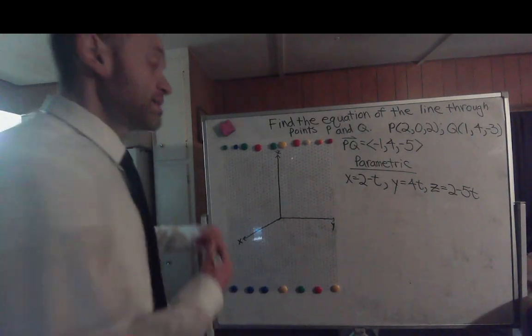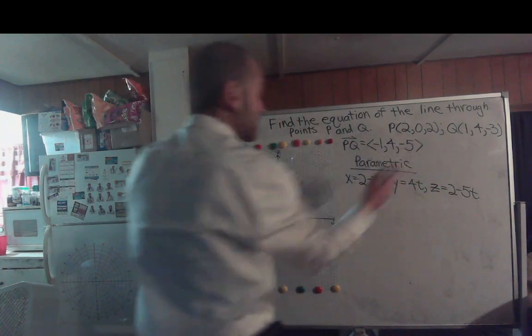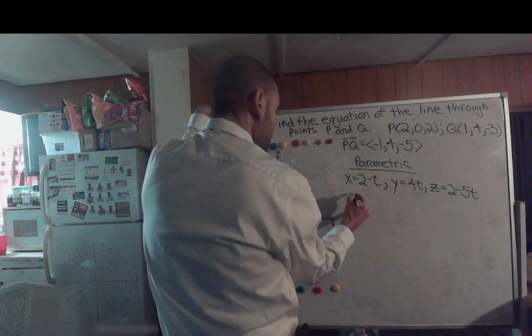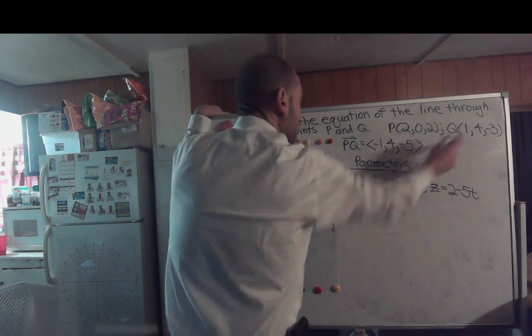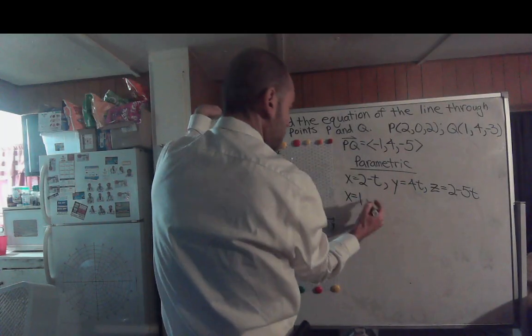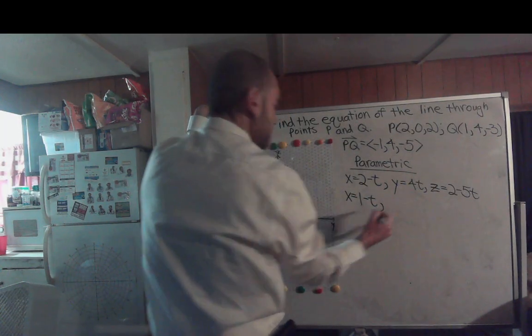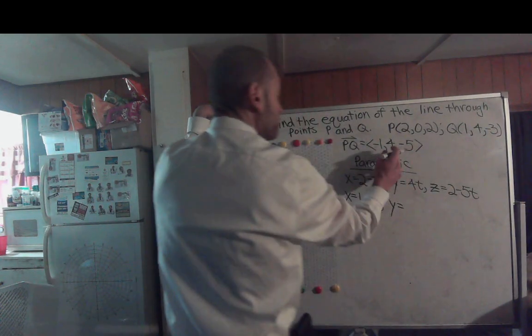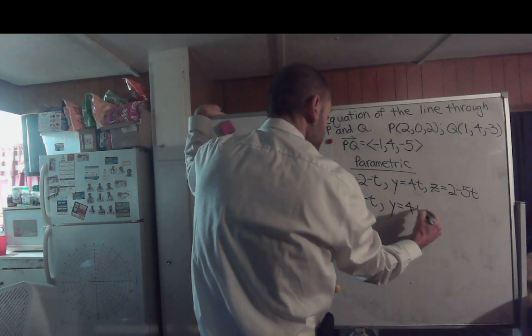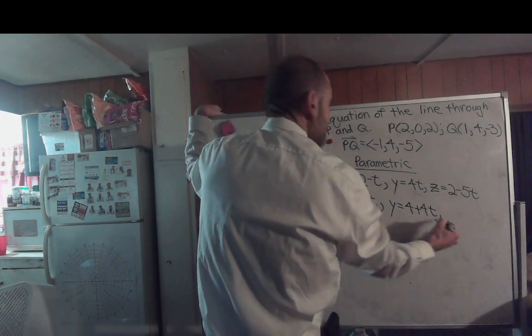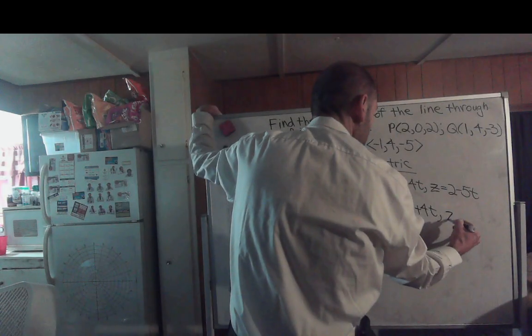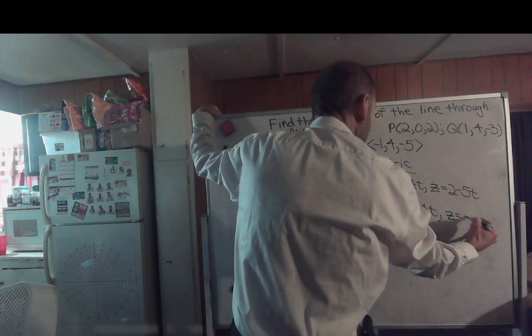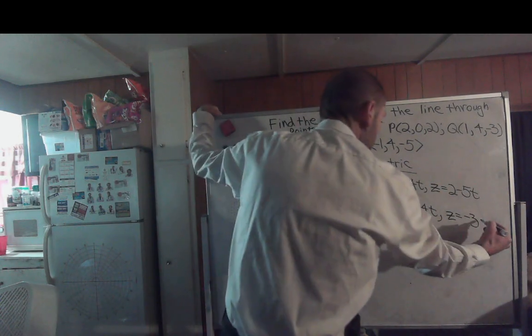So what if we pick point Q? We can pick point Q. So x would equal 1 plus negative 1t, or 1 minus t. Y would equal 4 plus 4t. And then z would equal negative 3 minus 5t.